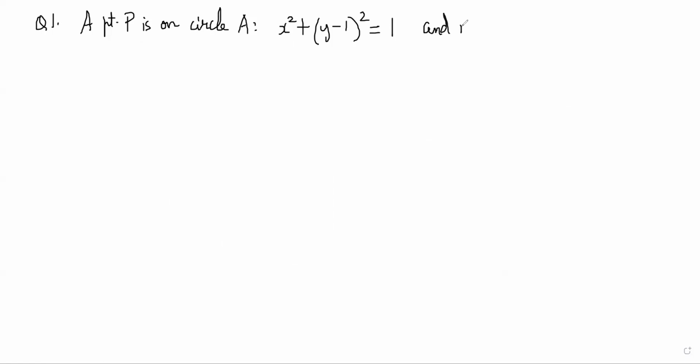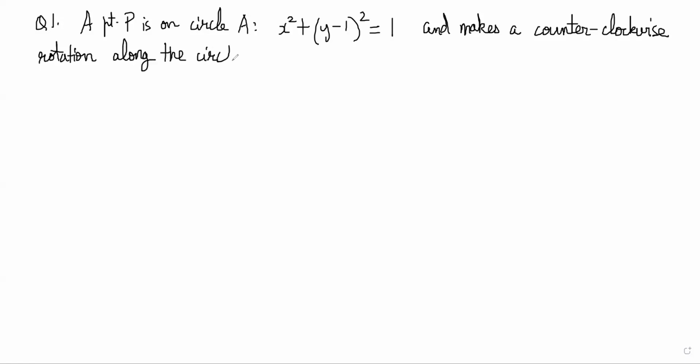Let's look at one question. A point P is on circle A, and the circle equation is x square plus y minus 1 whole square is equal to 1, and makes a counterclockwise rotation along the circle with a constant angular velocity.